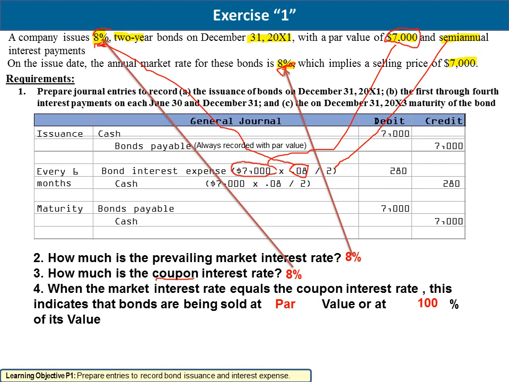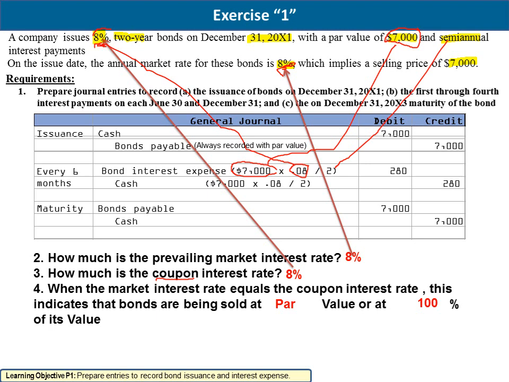Second requirement, how much is the prevailing market interest rate? So in the market now, if I want to invest my money in another bond, what will be the interest rate that I will get? It's given that the annual interest rate in the market is 8%. And how much is the coupon interest rate? Coupon means the interest rate of the bond, of the certificate of the bond. So it's mentioned to be 8%, the same as the market.